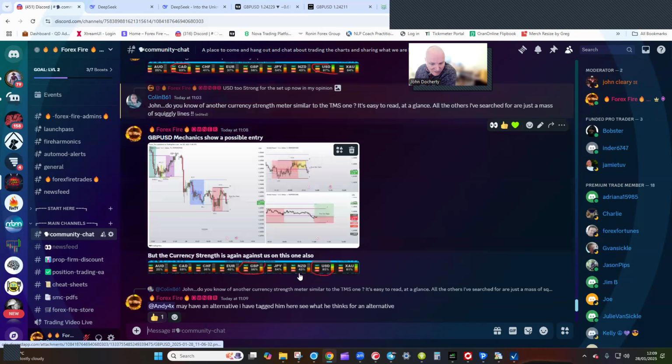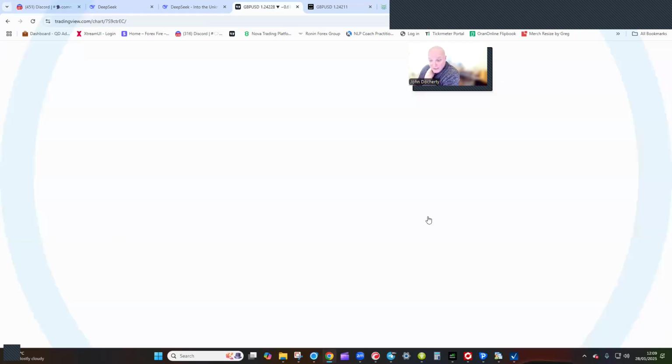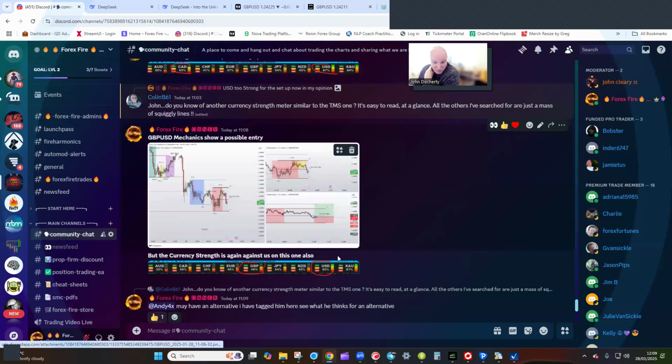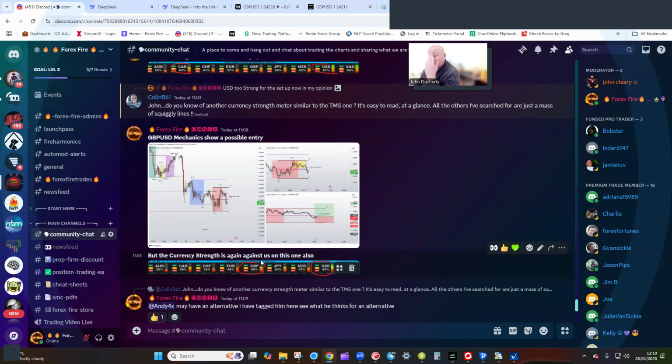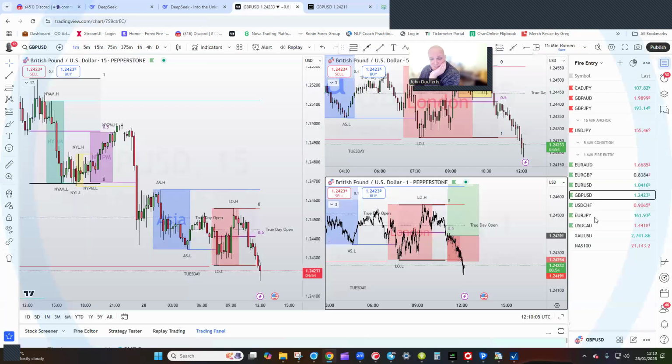Here's the GU. So yeah, you can see there, mechanics show possible entry, but the currency strength is again against us on this one, okay? And it has gone and hit the SL. So we go back and understand that, yes, the mechanics was showing a trade, but again, all of the system was not aligned. The currency strength was not with us on it. So that verifies that as well.